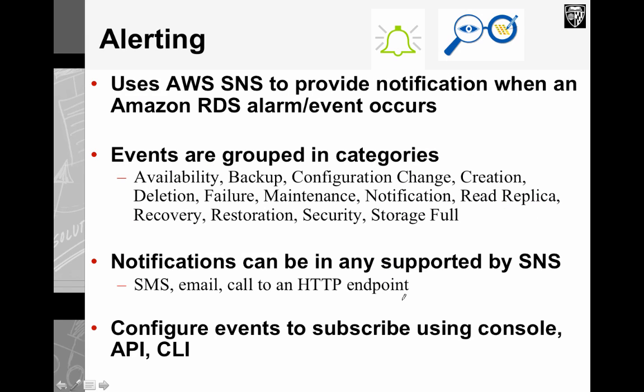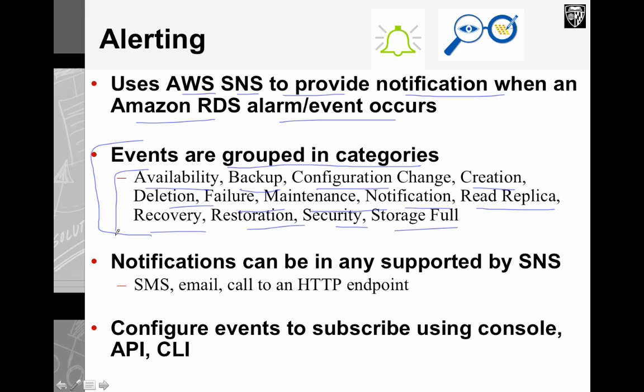In terms of alerting, it uses AWS SNS, the Simple Notification Service, to provide notification when an RDS alarm or event occurs. There are several events that are grouped into categories. There's availability, backup, configuration change, creation, deletion, failure, maintenance, notification, read replica, recovery, restoration, security, storage, full. These are all the various groups that are available, and within each one of these groups there are several events that can be tracked, and you can get notifications when such events take place.